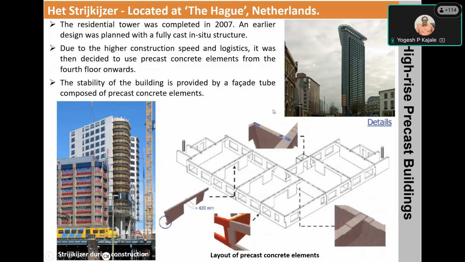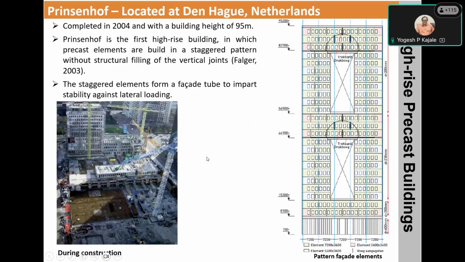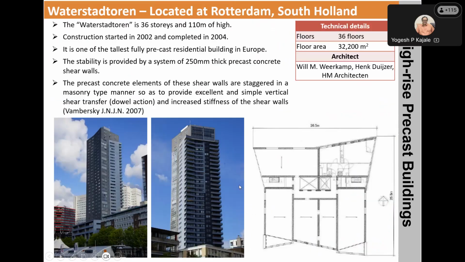Then this is another, the same building rather, in Netherlands, wherein the precast wall panel system was deployed, and the jointing was not a cast in situ emulative joint, but some other method of jointing. The same building. Then another building, which is a 36-story high building, 110-meter high. This was completed in 2004.